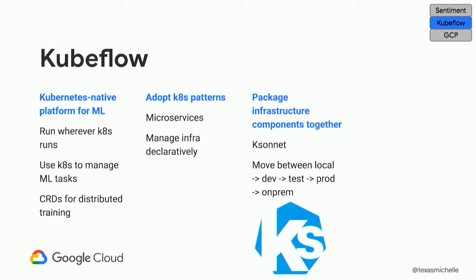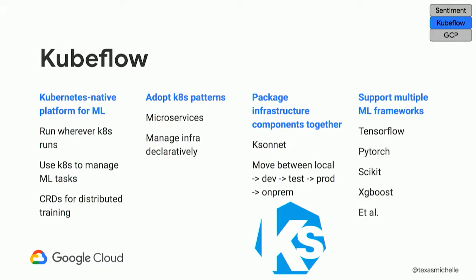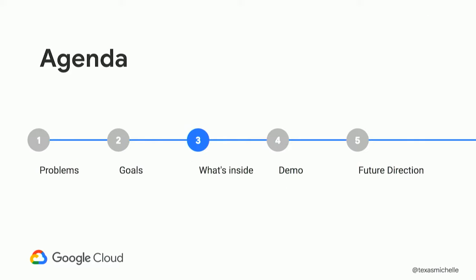Kubeflow uses an open source tool called KSonnet, which is essentially a templating language for Kubernetes. And this is how we can package things up and move them from one environment to another. We have support for lots of different machine learning frameworks. TensorFlow and PyTorch are the ones we see most commonly used, but you're welcome to use whatever you'd like.